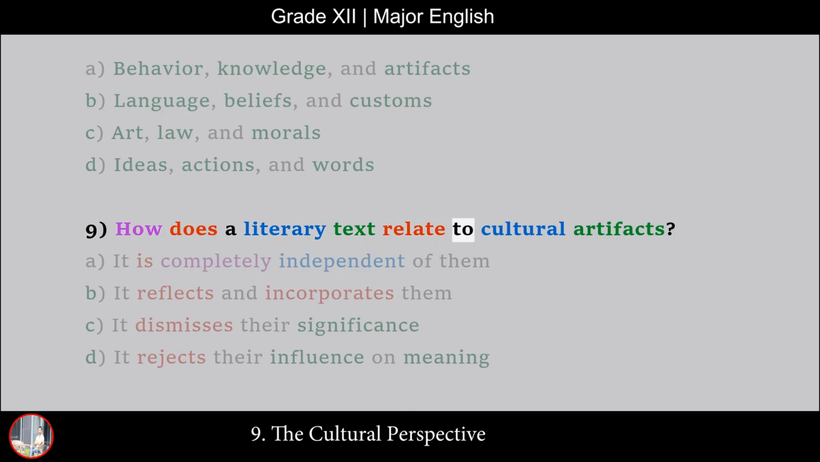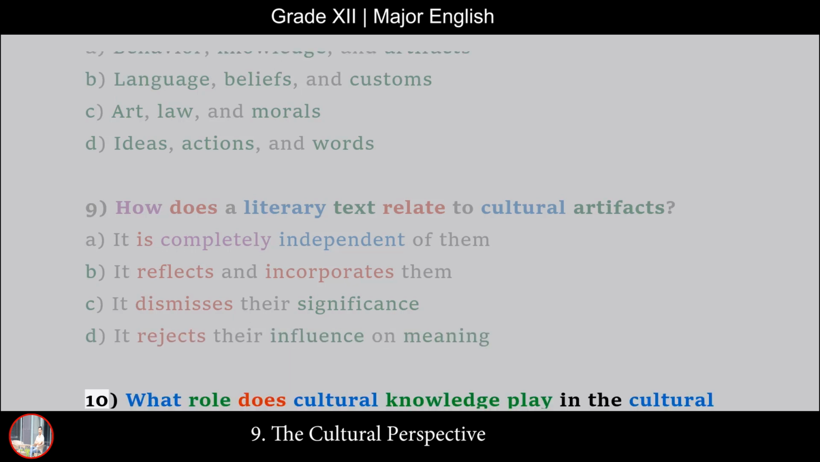9. How does a literary text relate to cultural artifacts? A. It is completely independent of them. B. It reflects and incorporates them. C. It dismisses their significance. D. It rejects their influence on meaning.